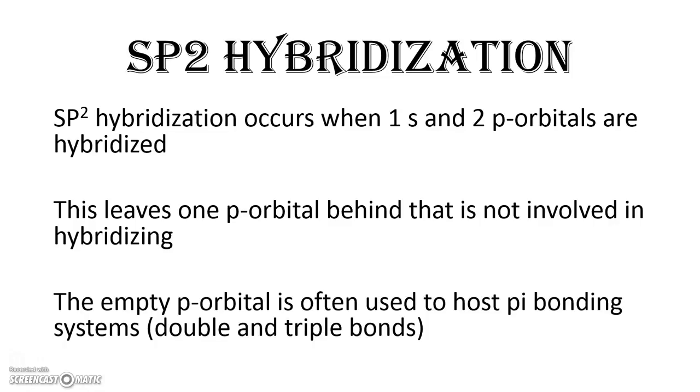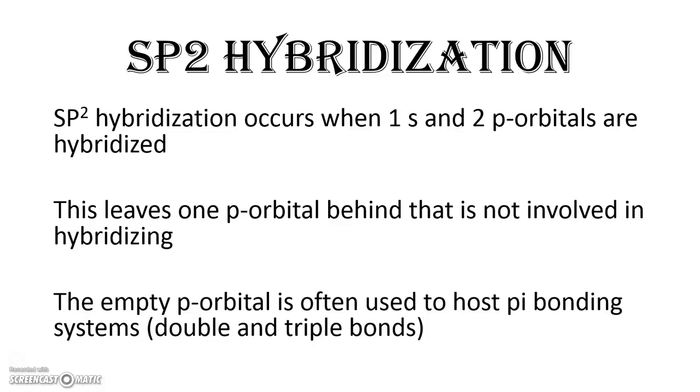And that empty p orbital will very often be used for pi bonding. So you'll find double and triple bonds. The electrons that are making up double and triple bonds are hosted in p orbitals that are left behind that are not hybridized. You can find them in d orbitals and stuff like that, but again, in carbon, we do not have access to d orbitals. So we're really only focusing on s and p in organic chemistry.